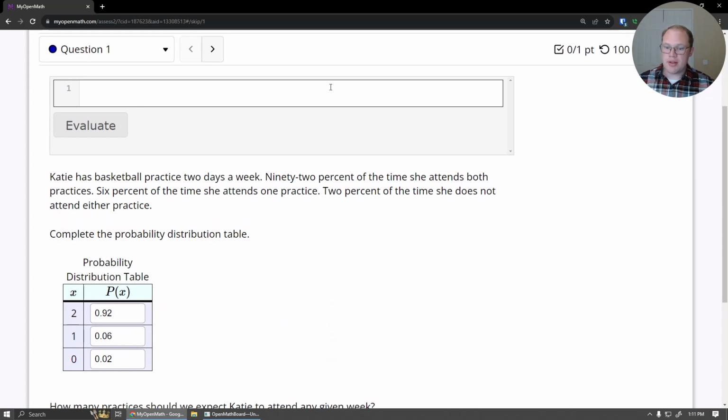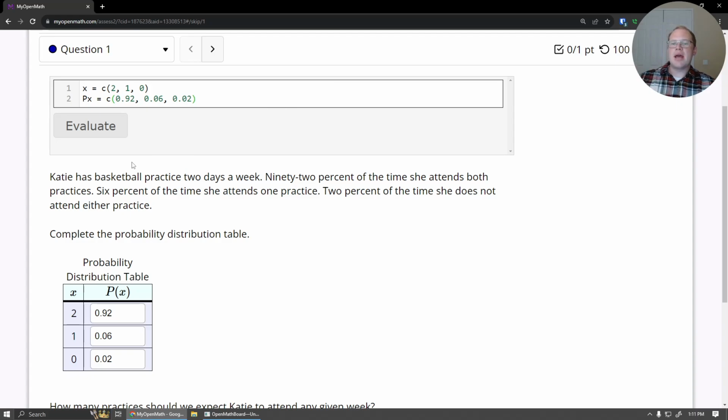Let's put the relevant information into the calculator. So X is, my possible outcomes are 2, 1, 0. She can attend 2 practices, 1 practice, or 0 practices. And the probability that she attends 2 practices is 0.92. Probability that she attends 1 practice is 0.06. Probability that she attends 0 practices is 0.02.